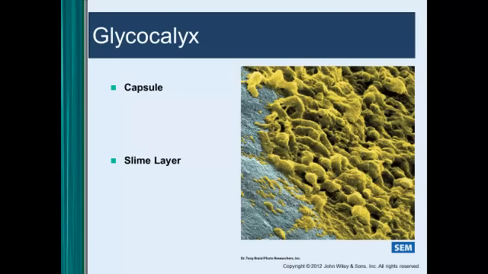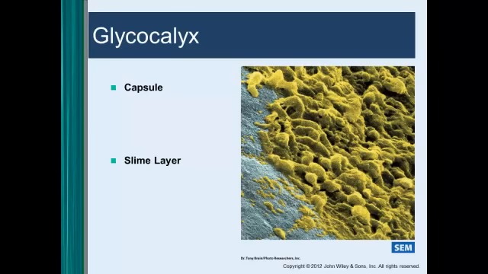Now let's discuss the glycocalyx. Glycocalyx is a term used to describe all polysaccharide-containing substances found external to the cell wall, from the thickest capsules to the thinnest slime layers. All bacteria have at least a thin slime layer. A capsule is a protective structure found outside of the cell wall of the organism that secretes it. Only certain bacteria are capable of forming capsules, and not all members of a species have capsules.